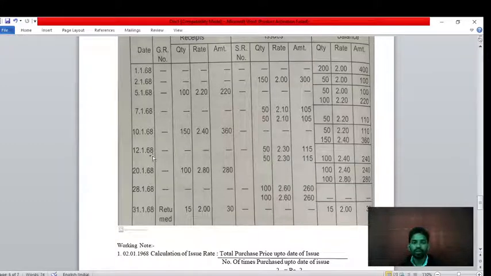So again we have to maintain the balance on this date. The earlier date balance is 50 plus 50 as well as 150. Out of this first lot we issued all. So out of this 150 we took the 50 units, the remaining will be 100 as it is, at the rate of 2.40, and the total amount will be 240. Close it on this date.